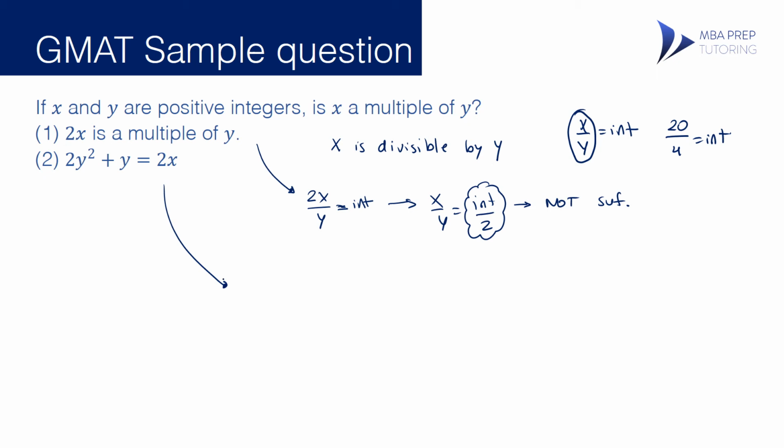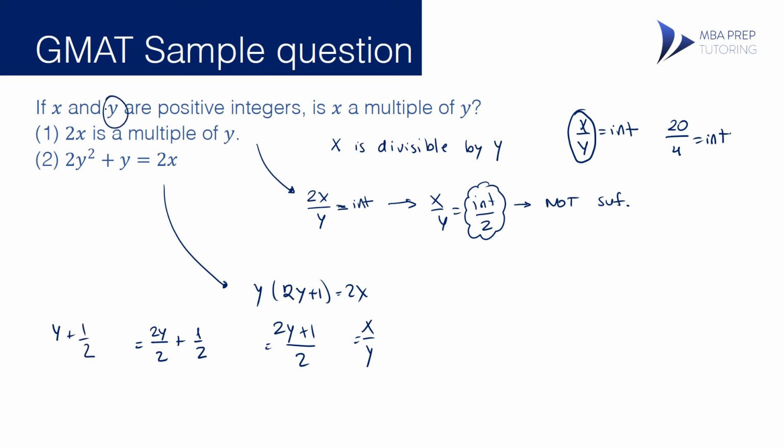Now, this method is more powerful in statement 2. Look at it. I want to find x over y, so I'm going to factor out y here. 2y plus 1 equals 2x. So x over y is going to be 2 times y plus 1, divided by 2. And I can separate it like 2 times y divided by 2 plus 1 divided by 2, which is the same as y over 1. You can say just y plus 1/2.